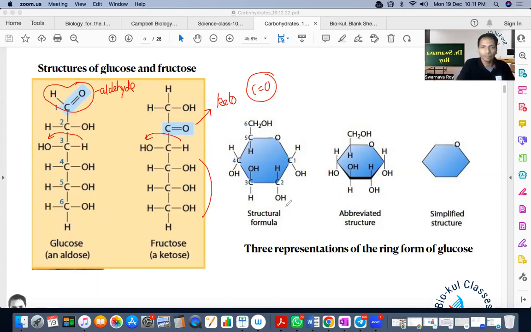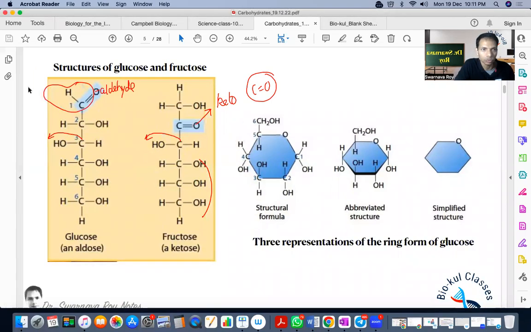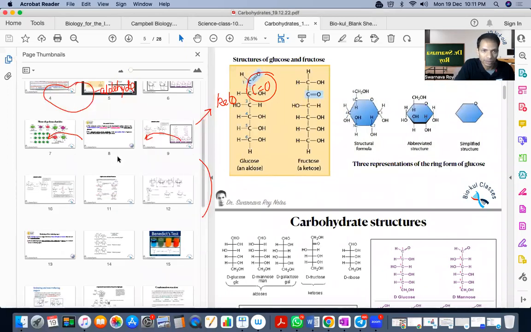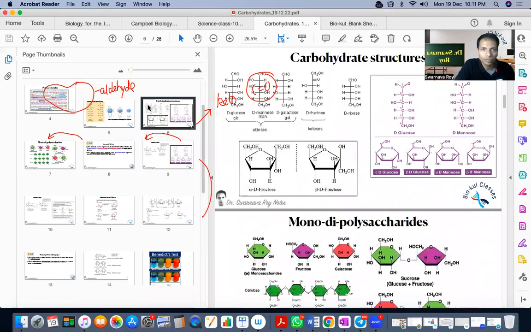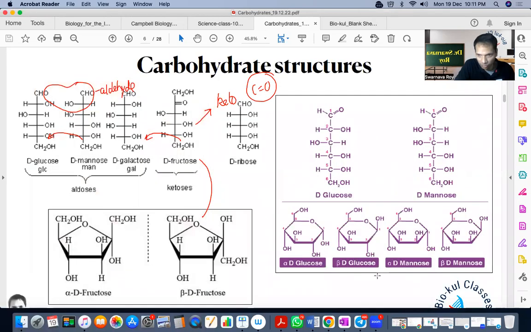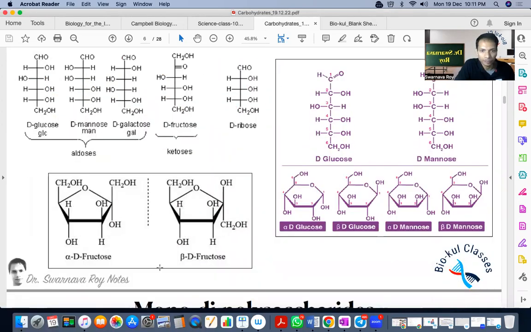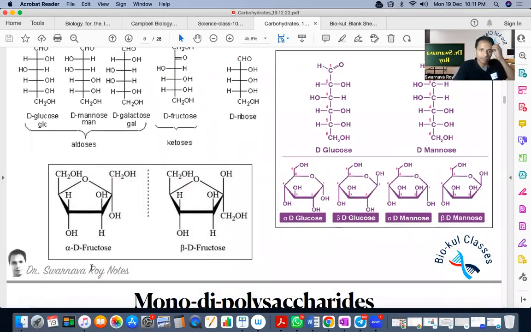Now let's look at the ring structure of glucose and fructose, and let's try to verify. So this is basically the fructose structure, and I said this is how the furanose structure looks. You see, this is a furanose structure. And if you look at the glucose, this is called the pyranose structure, right? The furanose and the pyranose structure.